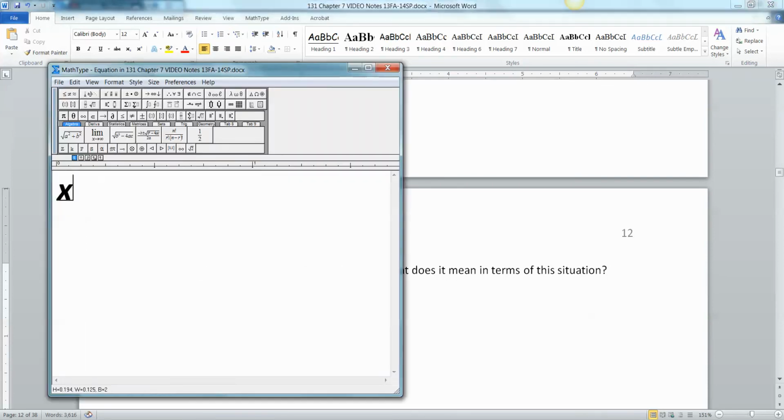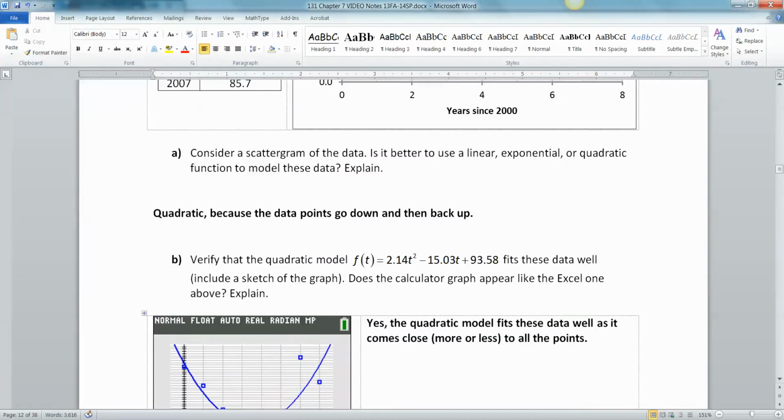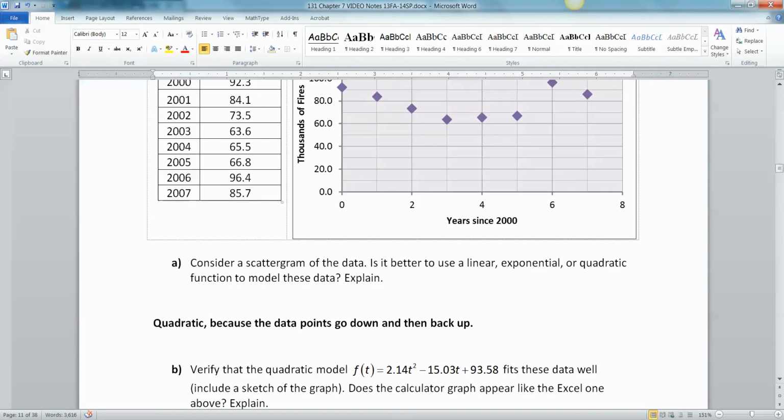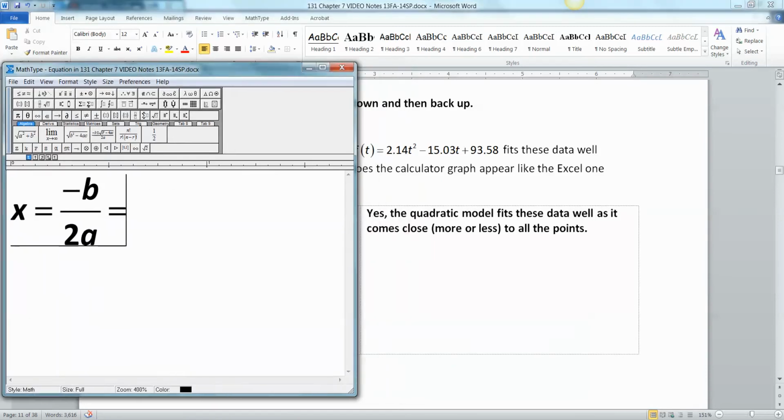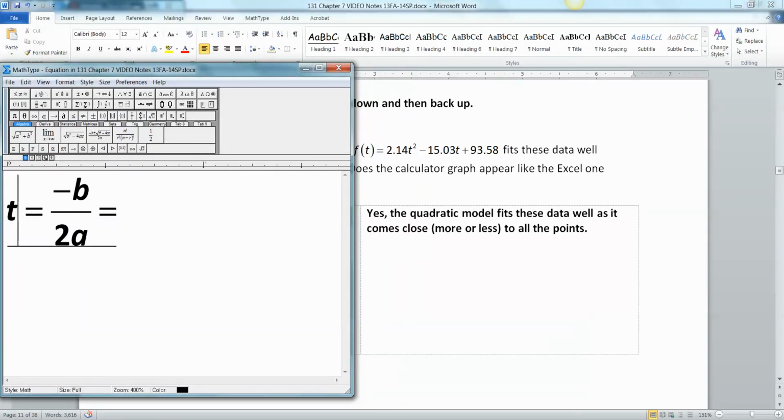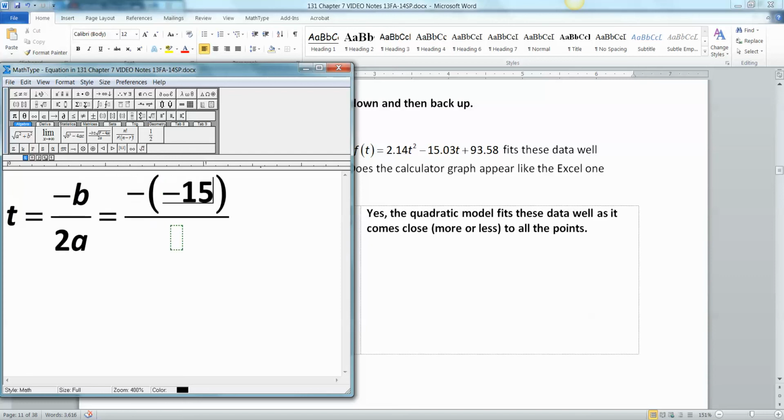So we have x equals -b over 2a. Actually, in this case it would not be x, it would be t, because our independent variable is t. So let me grab that. So t equals -b over 2a, which would be -15.03 divided by 2 times 2.14.